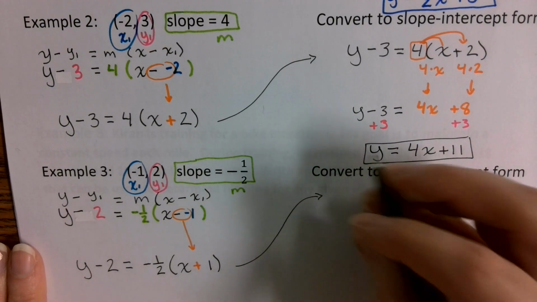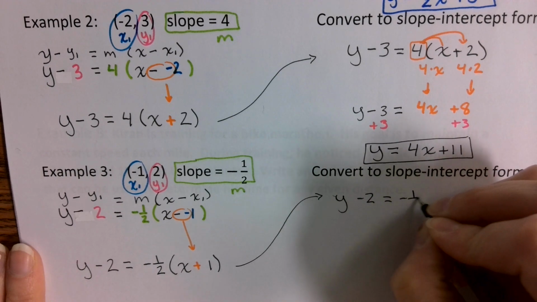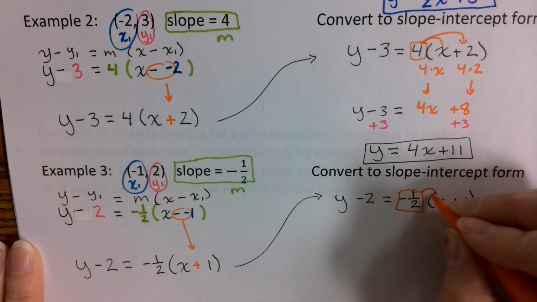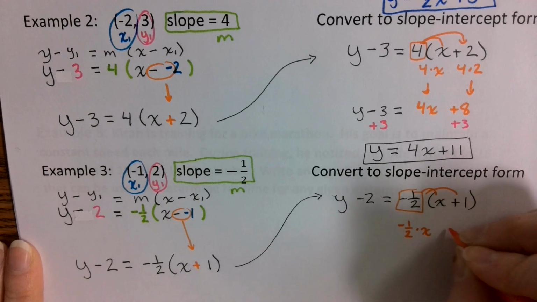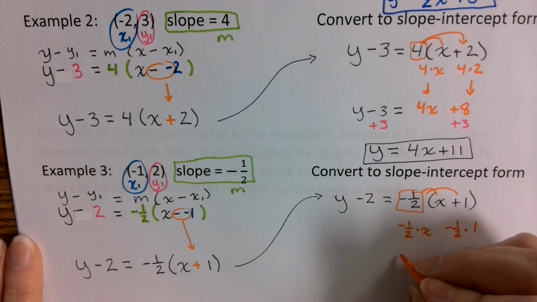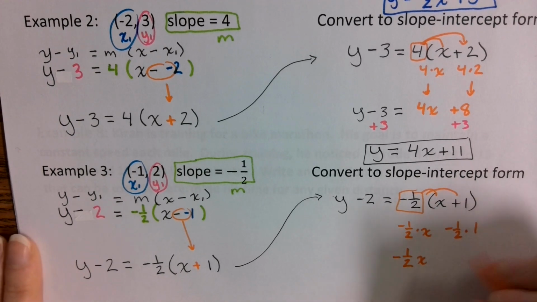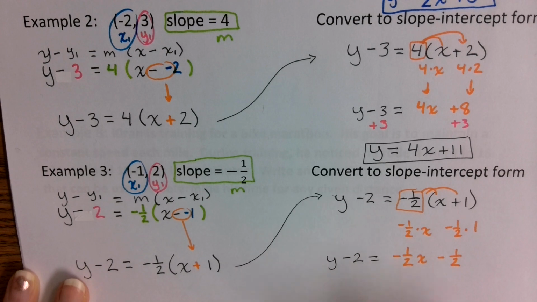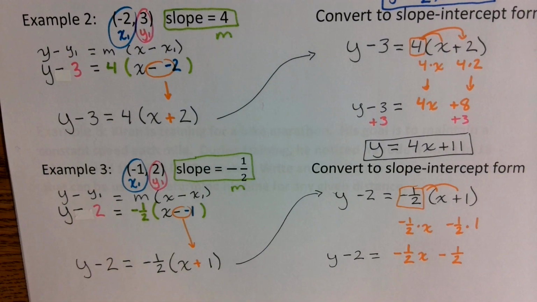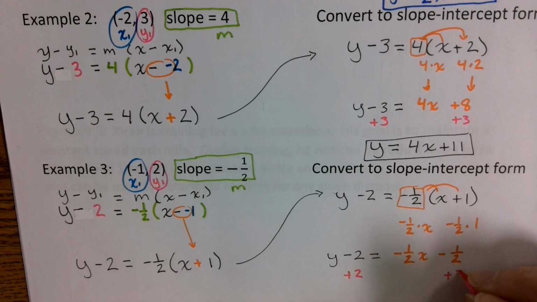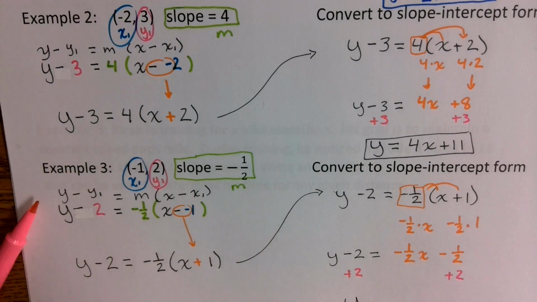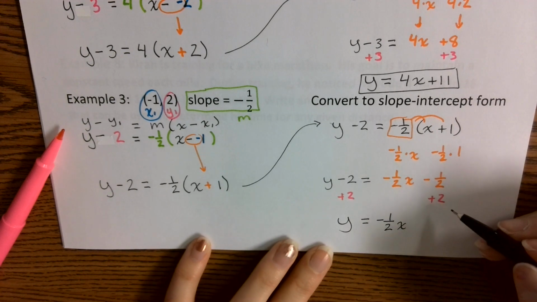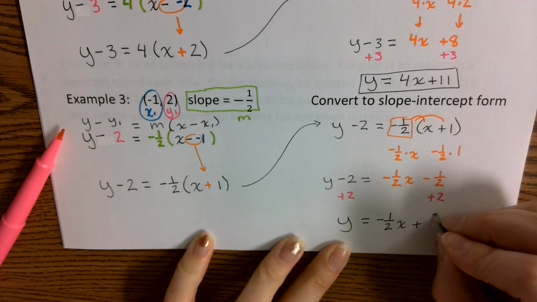Okay, then we can take that equation and simplify it so that we get it into slope-intercept form. First thing that I'm going to do is distribute. I'm going to multiply. I get negative 1/2 times x and negative 1/2 times 1. Negative 1/2 times x is a negative 1/2 x. Negative 1/2 times 1 just comes out to negative 1/2, so minus 1/2. And then you get y minus 2 is equal to negative 1/2 x minus 1/2. Last thing that we want to do is add 2 to both sides. Okay, and that gives you your final answer, which is y equals negative 1/2 x, and then a negative 1/2 plus 2 is going to come out to a positive 3/2.